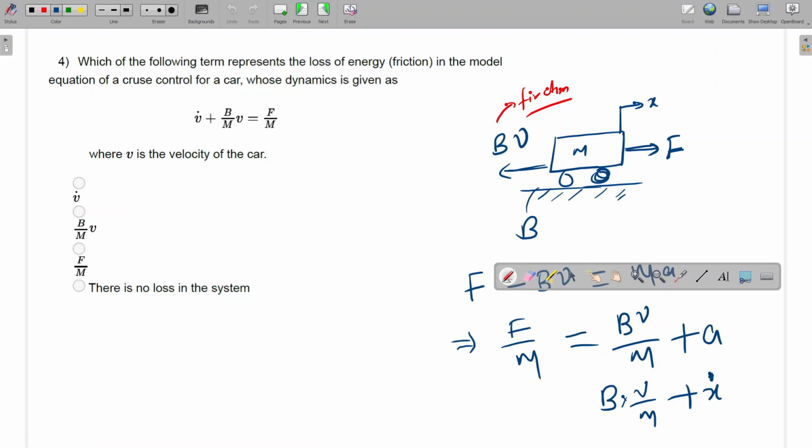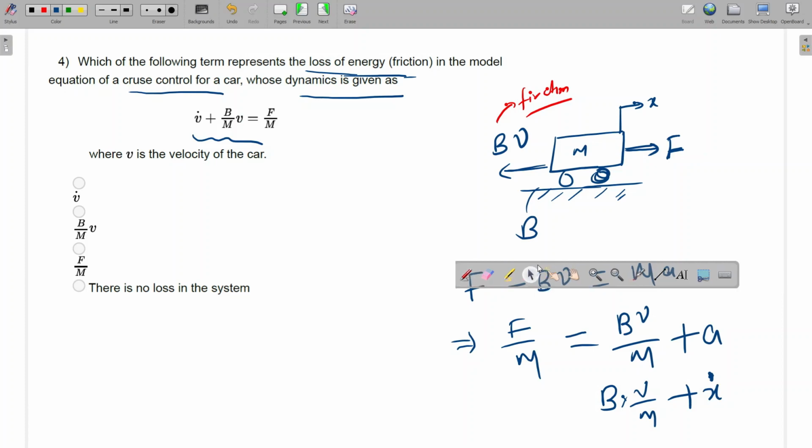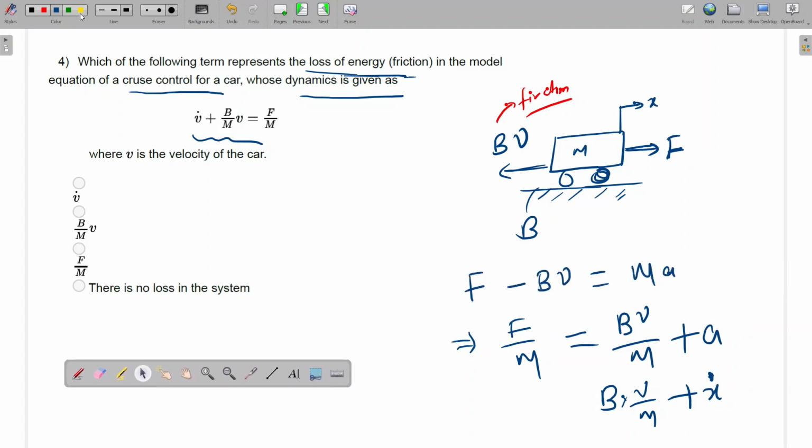So this is one simple objective question based on the electric vehicle. It is asking which of the following terms represents the loss of energy due to friction in the model equation of a cruise control of a car whose dynamics is given as this one. Here I have drawn the electric vehicle free body diagram.